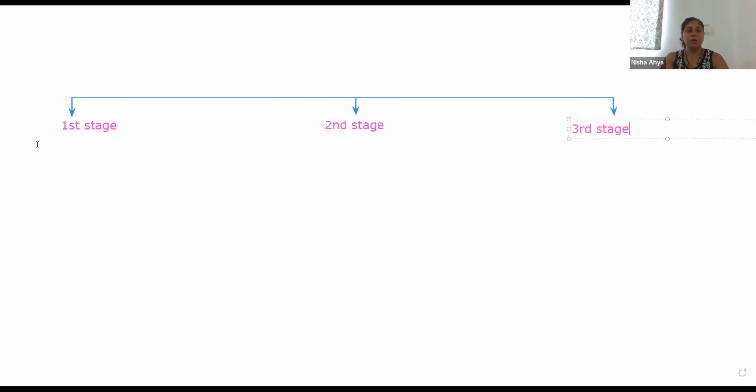Okay. The first stage of labor has three different phases: the early phase, active phase, and transition phase.